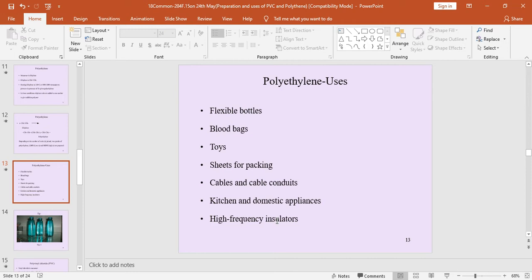Cables and also cable conduits are prepared from polythene. Next, kitchenware and domestic appliances are prepared from polythene. High frequency insulators are also prepared from polythene. These are the uses of polyethylene. Note down.